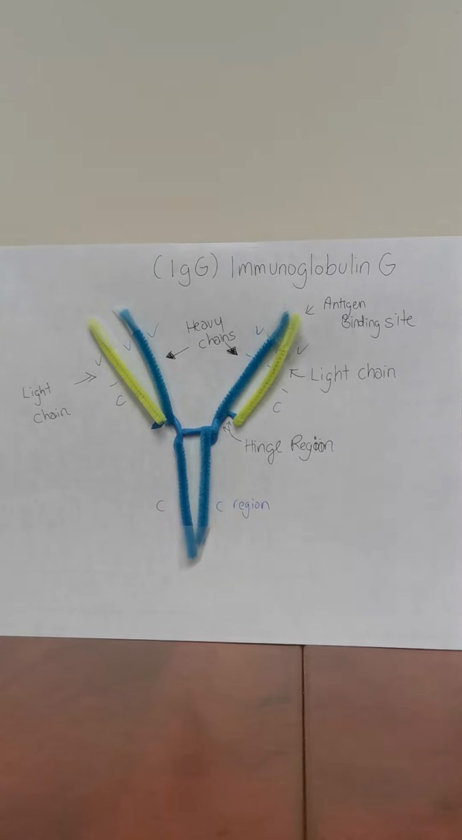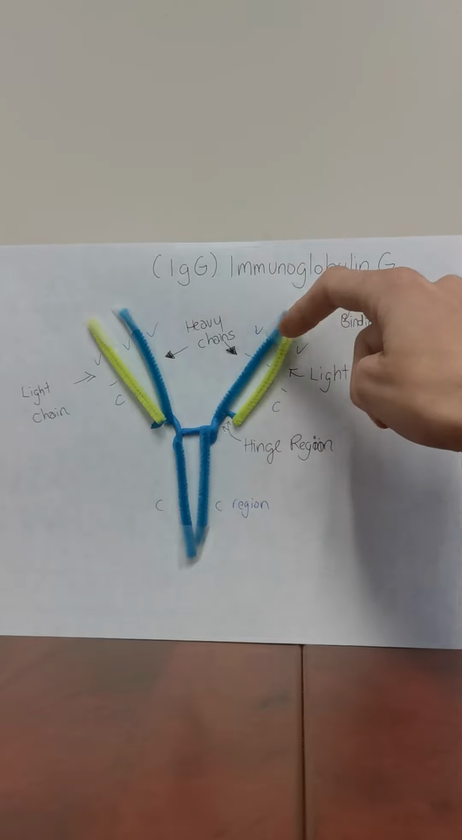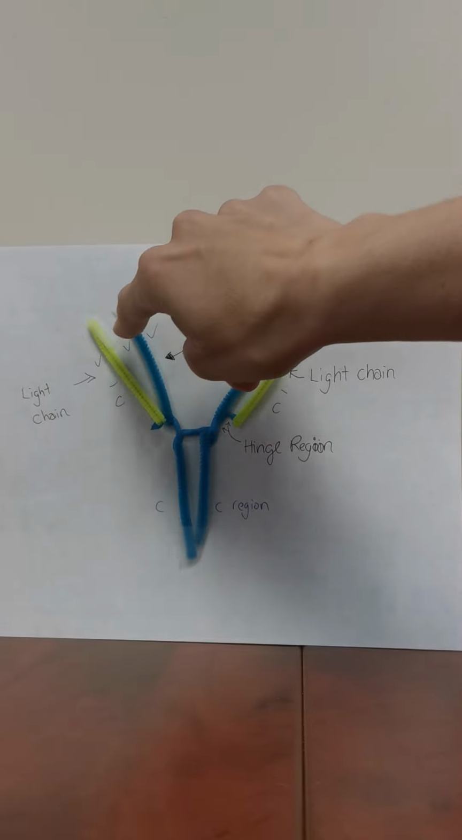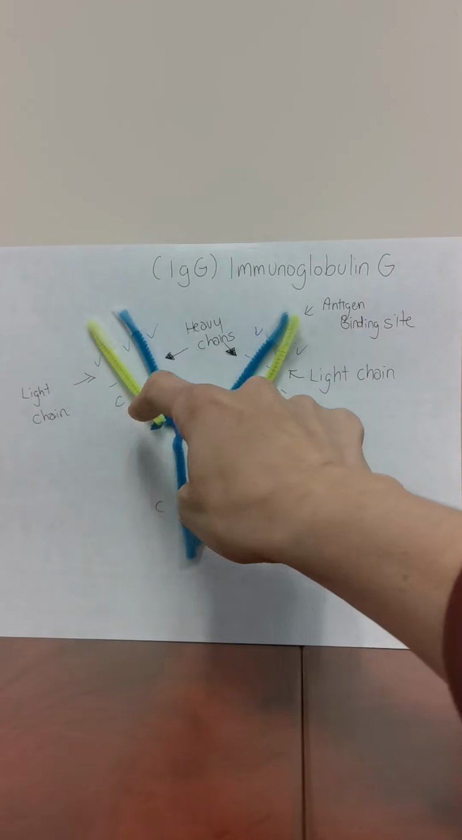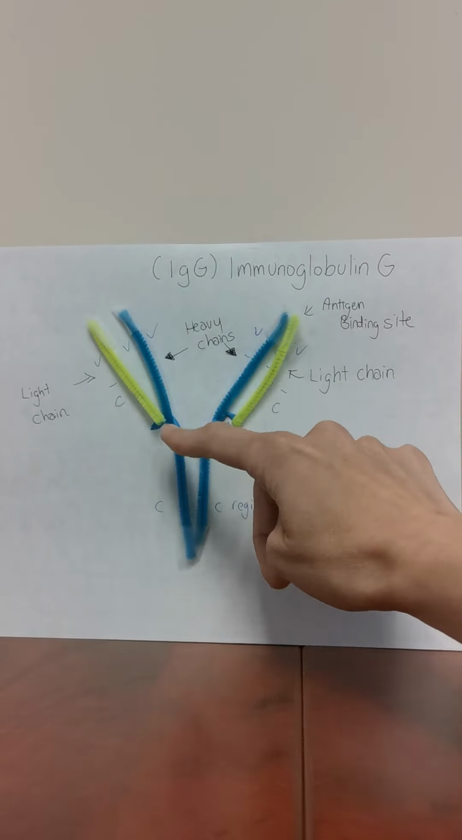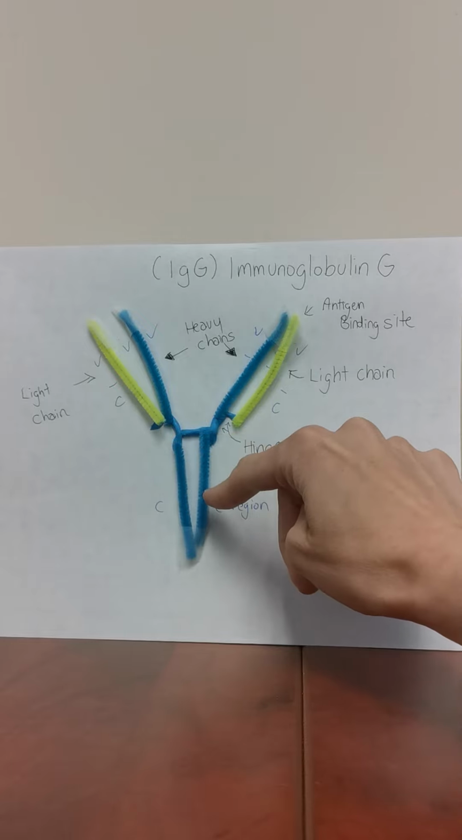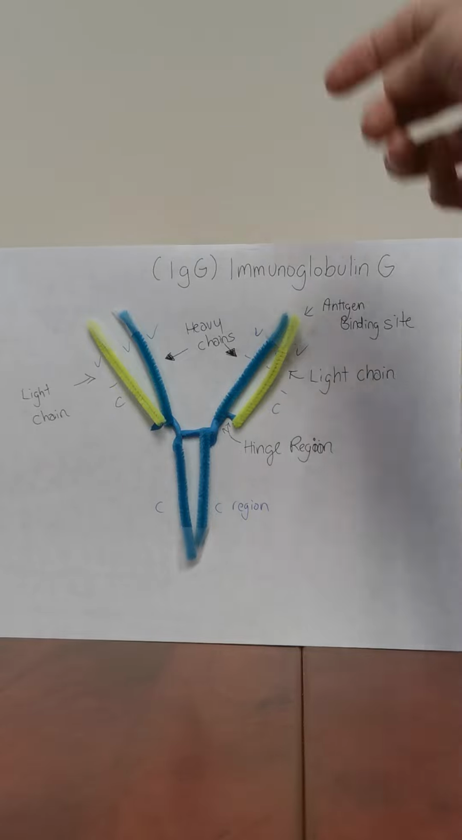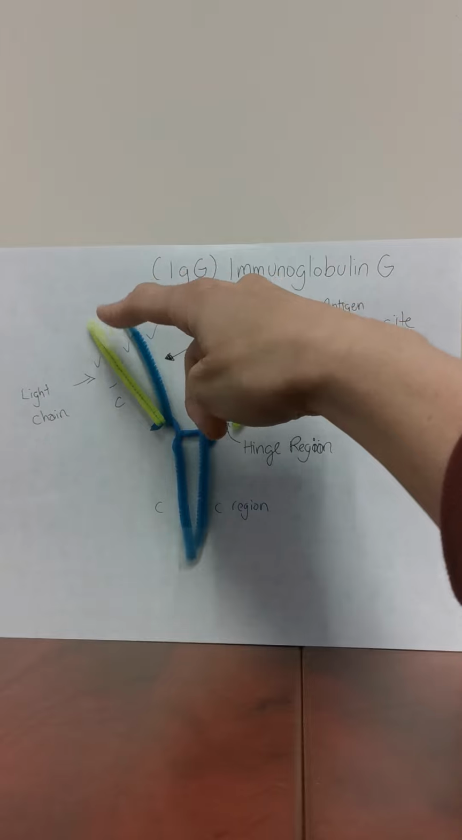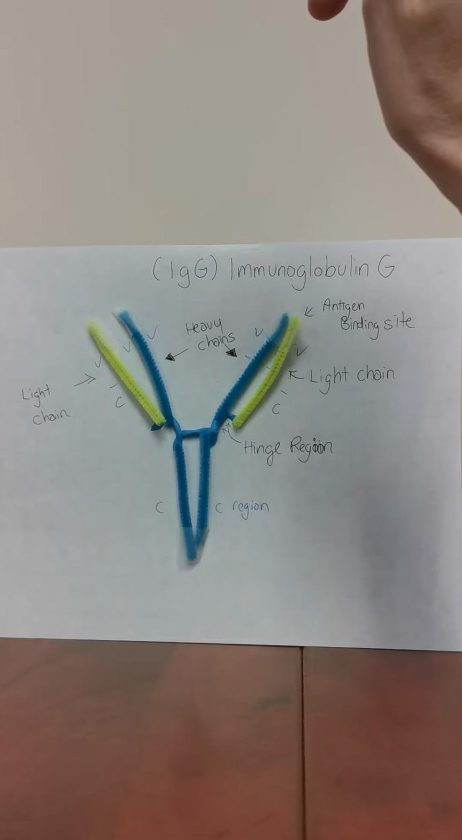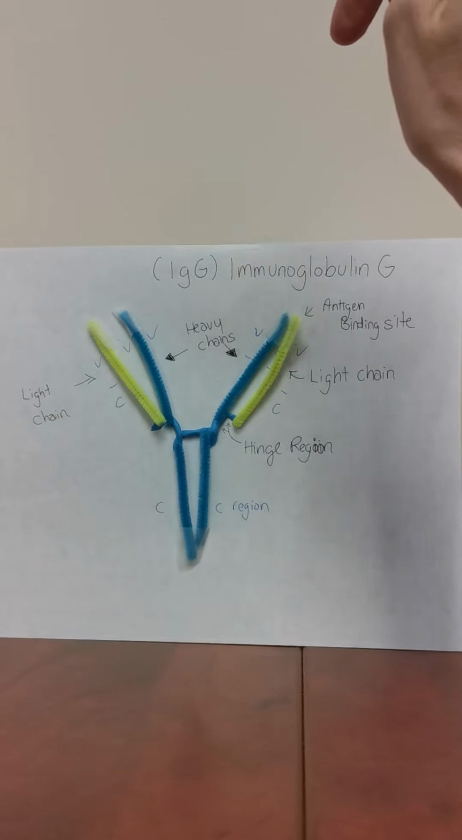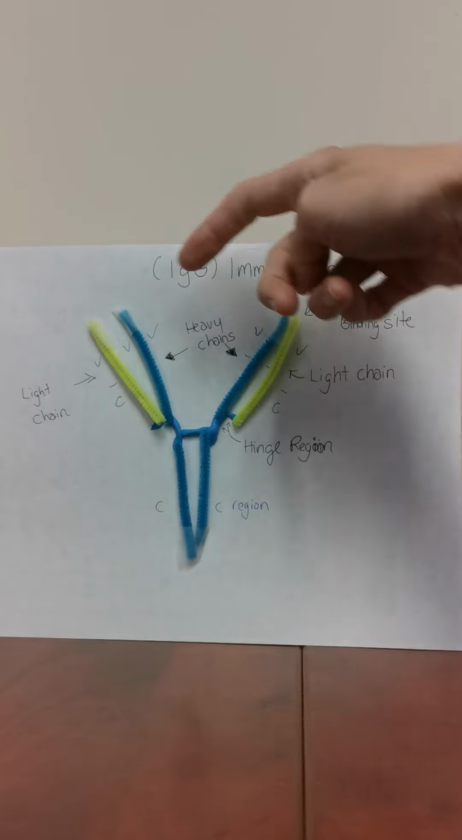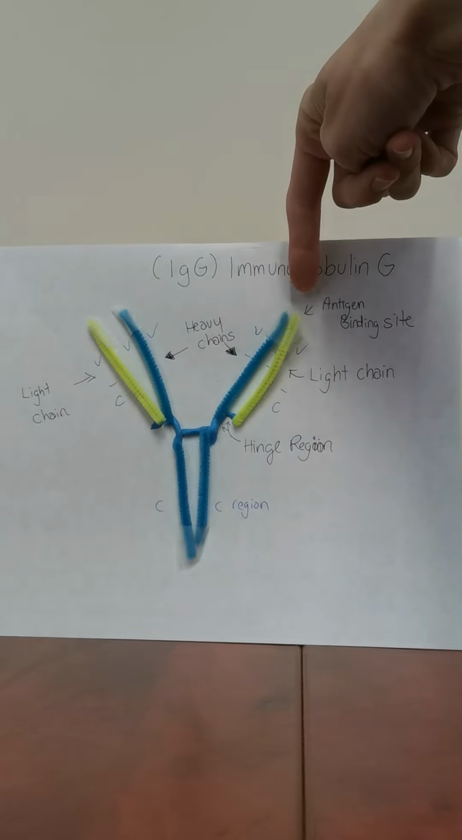So the different regions here: the variable regions are up in this top half here, and the constant regions are down here and these areas here. They're located at the N-terminal ends of the H and L chains. The variable regions differ between antibodies produced by different B cells, and they make up the antigen binding sites, which are at the ends right here.